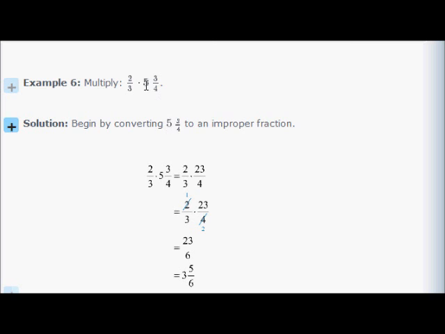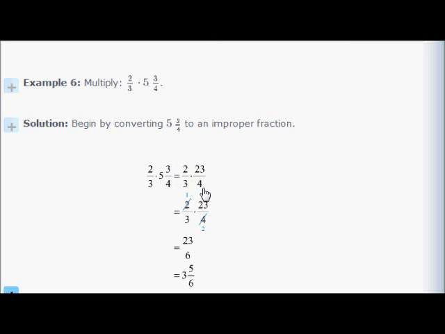You have 5 and 3/4. It's a positive number, so let's think in terms of pizzas here. 5 full pizzas and 3/4 of a pizza. So each pizza has 4 slices in it. The 5 full pizzas have how many slices? Well, each of them has 4, so 5 times 4 is just 20. Plus the 3 slices over here, 23 slices divided by 4 slices per pizza. Okay, so 23 over 4.